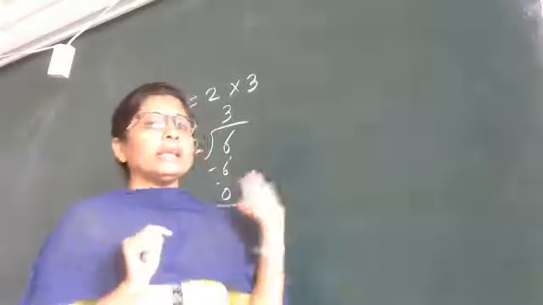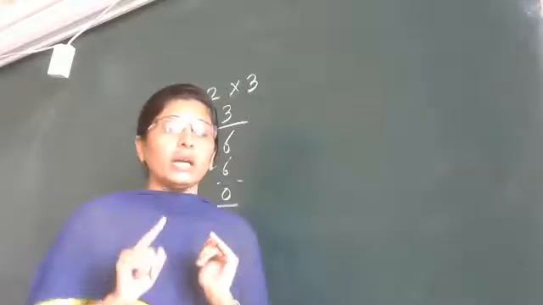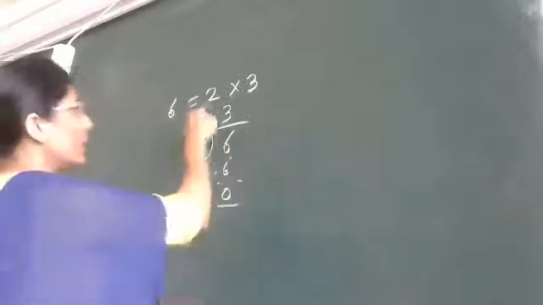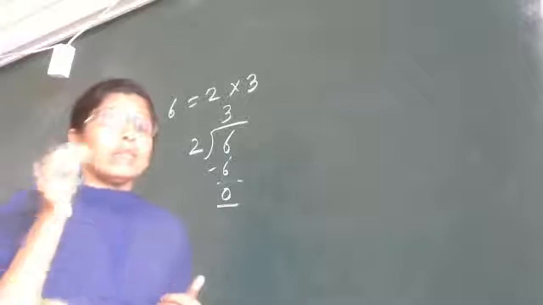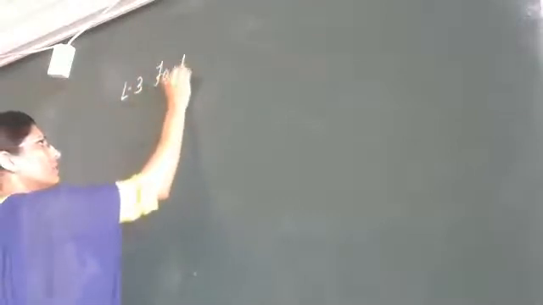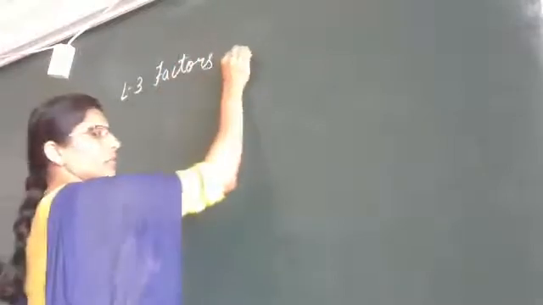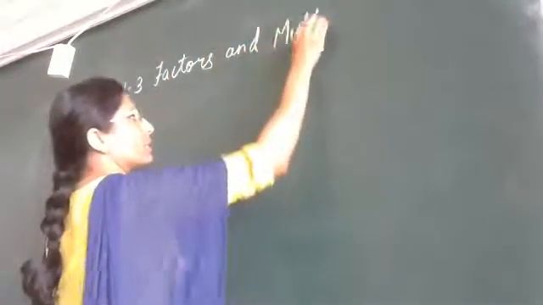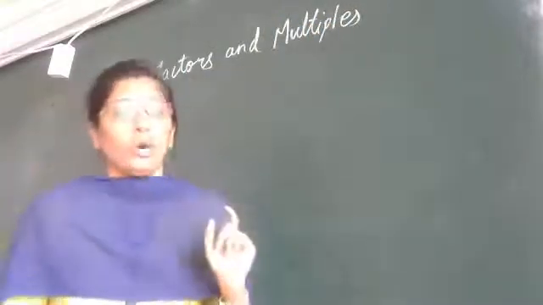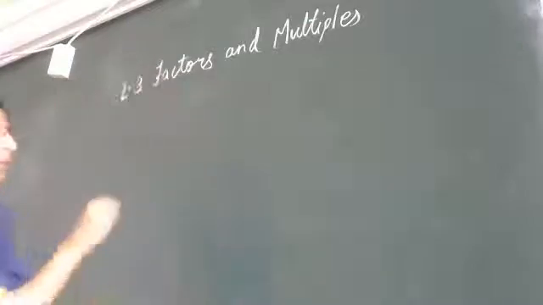Okay. So now in this lesson, we are going to learn in detail about factors and multiples. So here these are the factors, means in which table that number is going. Okay, understood the meaning of factors? Okay, so our lesson 3 is factors and multiples. We will see about factors and then we will see about multiples. What do you mean by multiples?